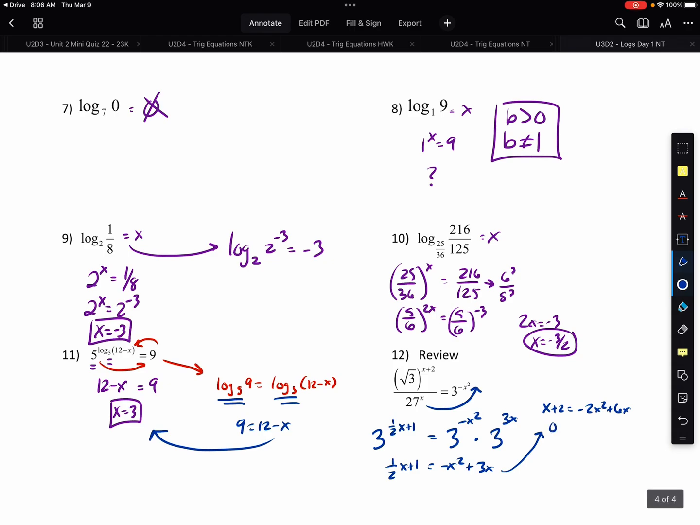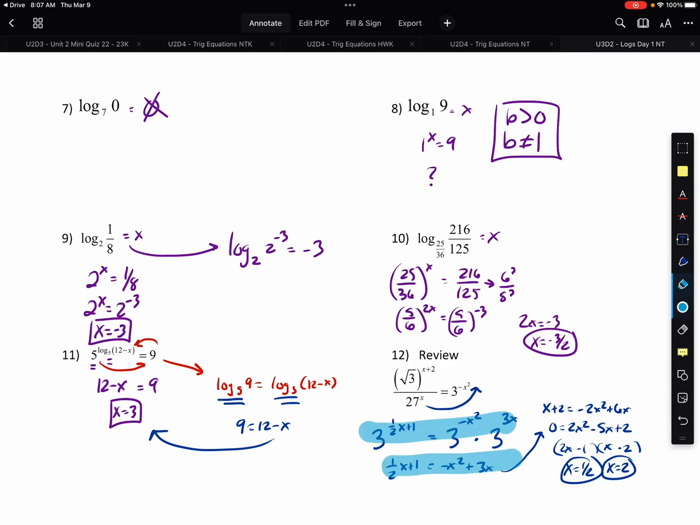I move things over. 0 equals 2x squared minus 5x plus 2. We'll do a little guess and check here. Minus 1, x equals a half, x equals 1. Oh, no, disagree. Minus 2. That one's a little bit complicated with the factoring aspect, but the idea of setting up from here to here is important. And usually we wouldn't have to multiply.